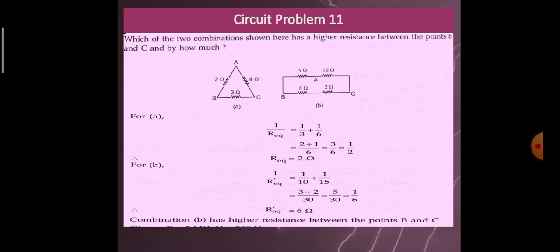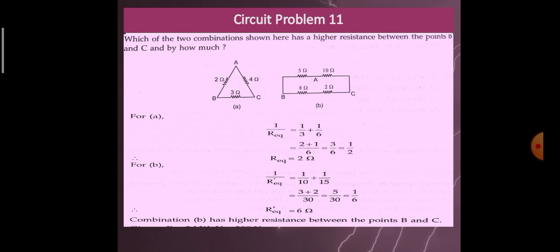Which of the two combinations shown here has a higher resistance between the points B and C, and by how much? So look at the diagram. For A, 1 by R equivalent is 1 by 3 plus 1 by 6. This is got by having the connections between B A and A C as series, and B and C as parallel. So 3 by 6 is equal to 1 by 2, or R equivalent is 2 ohm.